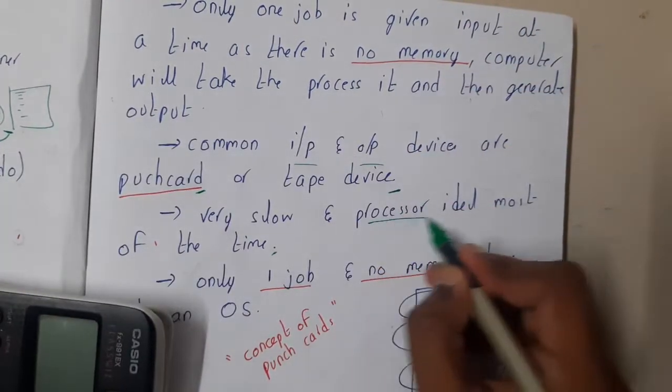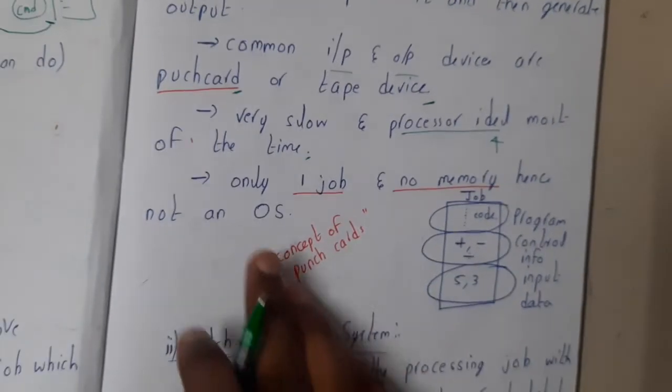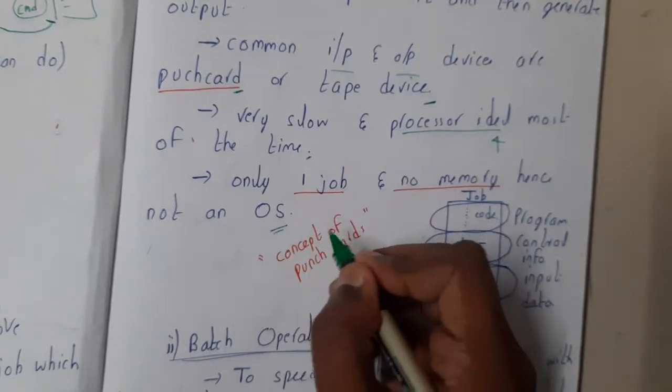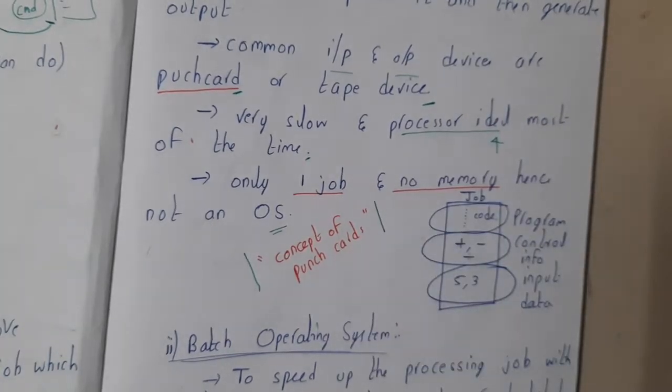So that time is really more in this first type, guys. Yes. And the thing is only one job and no memory, hence it is not an operating system, to be clear. And this I will be calling the concept of punch cards, guys, because they did not give any particular name for it.